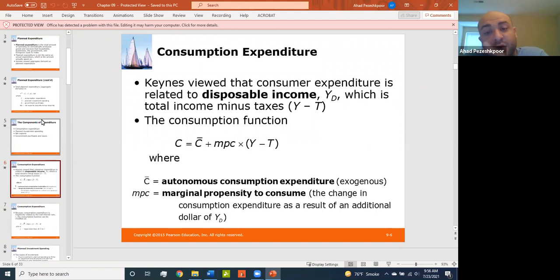Now, Keynes viewed that consumer expenditure is related to disposable income. The whole idea of Keynes was that he kept saying this during the 1930s Great Depression, before everybody listened to him, that the reason there is so much unemployment and the situation keeps getting worse and worse is because people don't have disposable income. When people don't have disposable income, they're not going to buy anything.